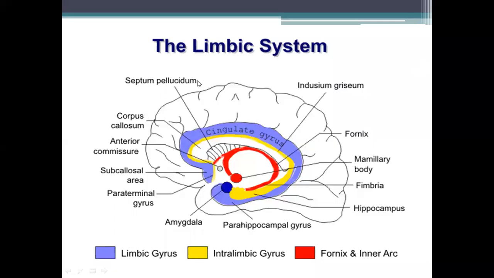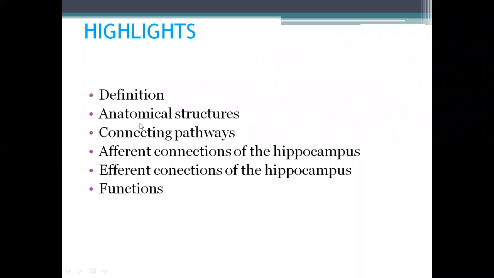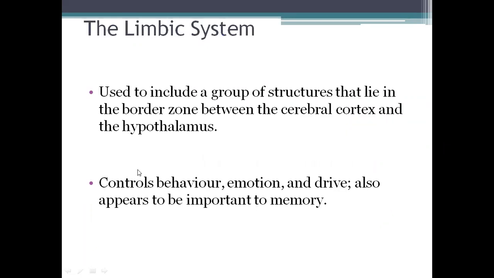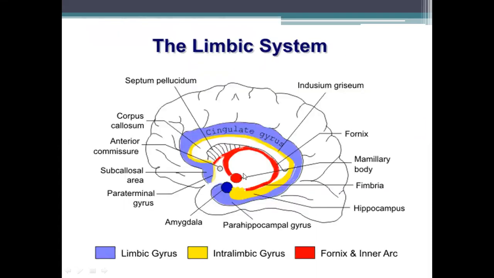In continuation, we will also discuss the limbic system, the same thing you have studied in physiology. For the limbic system, we will see the definition, anatomical structures, the connections, afferents and efferents, and functions. The limbic system used to include a group of structures that lie in the border zone between the cerebral cortex and the hypothalamus. The limbic system controls behavior, emotion and drive, and also appears to be important for memory.